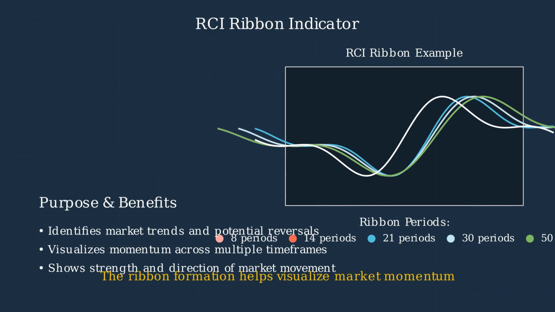The ribbon formation helps traders visualize market momentum across different timeframes simultaneously, providing a more comprehensive view of market conditions.